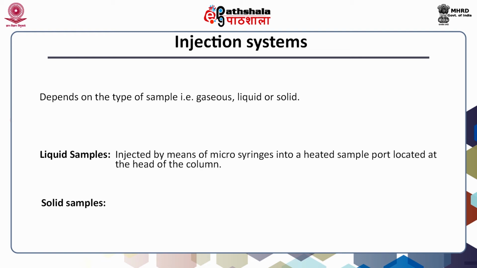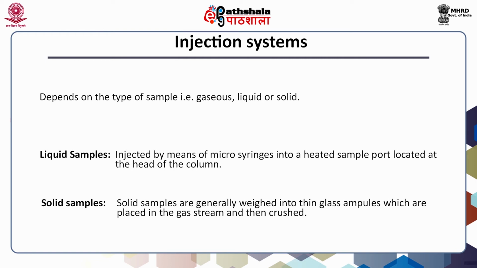For liquid samples, the injection system is the micro syringe, simply making use of micro syringes which are specifically designed for GLC applications. The sample is injected in the injector and is quickly converted into vapors, and those vapors then pass through the columns. In case of solid samples, we generally use thin glass ampoules which are placed in the gaseous stream and then crushed. So, the heated material is converted into vapors and then passes through the columns.